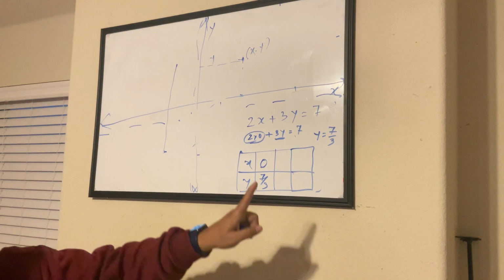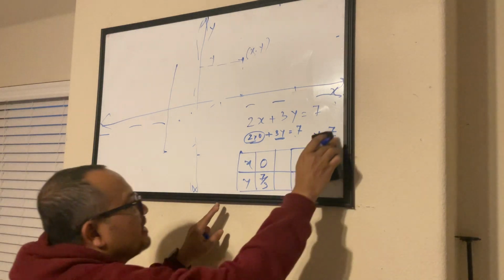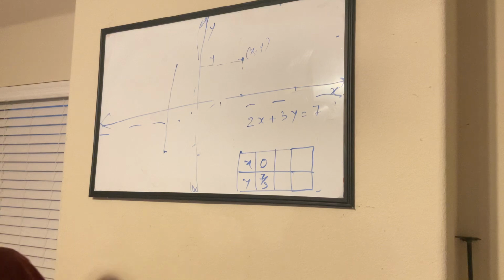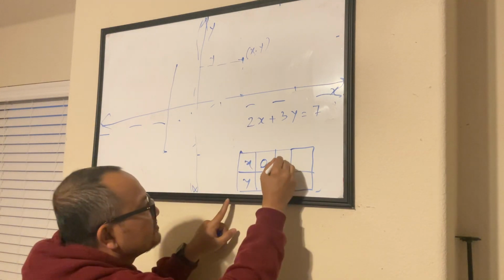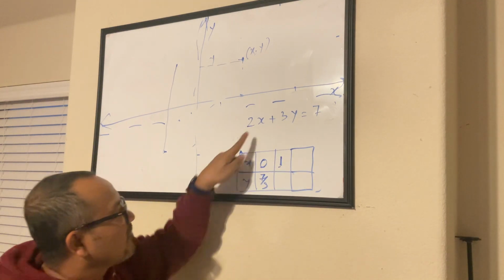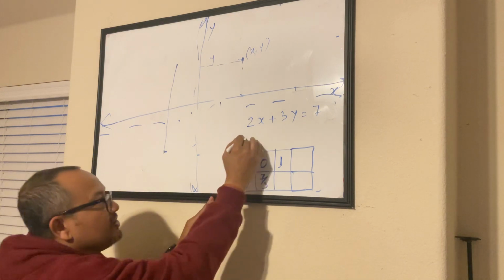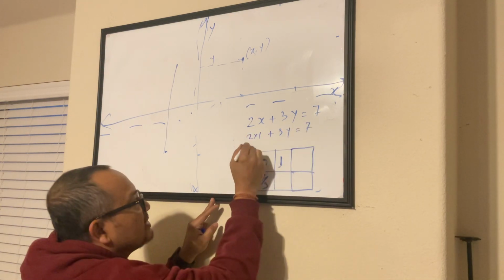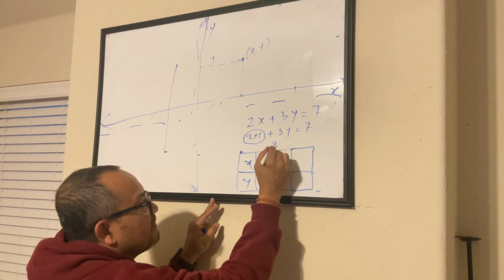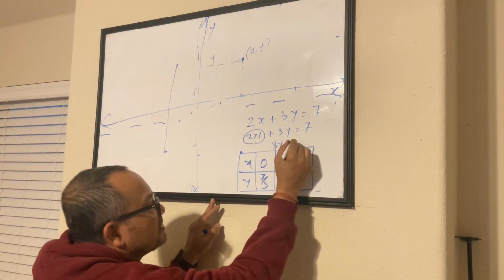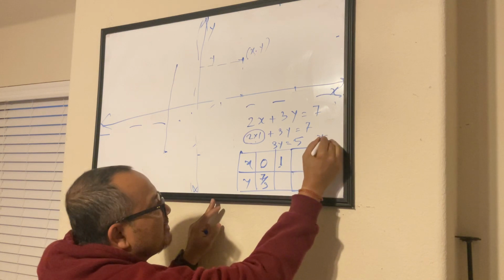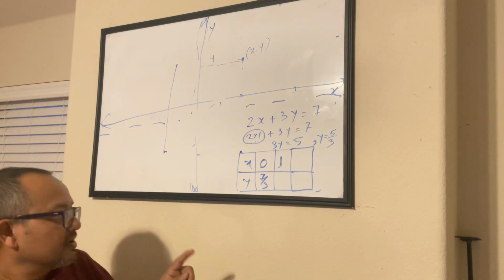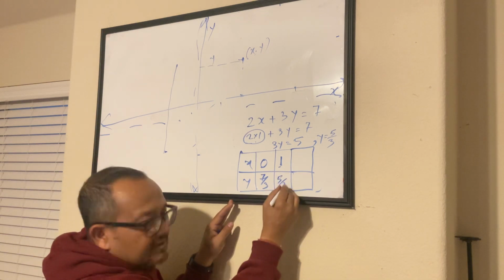Is this part clear? Okay. Now, what happens when I change the value of x to 1? What is the value of y then? It will be 2 times 1 plus 3 times y equal to 7. So 3y will be equal to 7 minus 2, which is 5, or y will be equal to 5 by 3, which is a little less than 2.